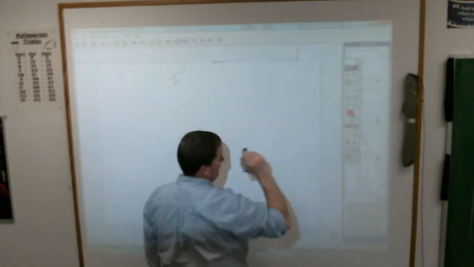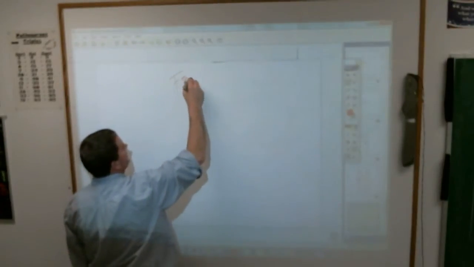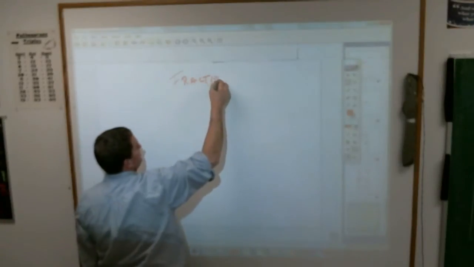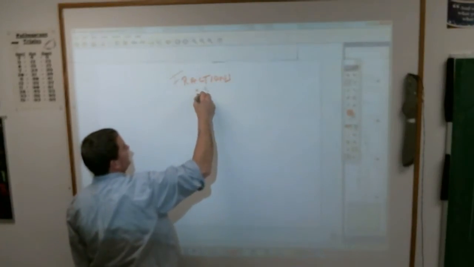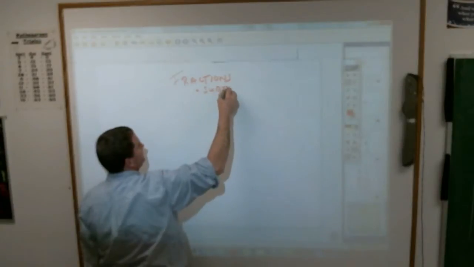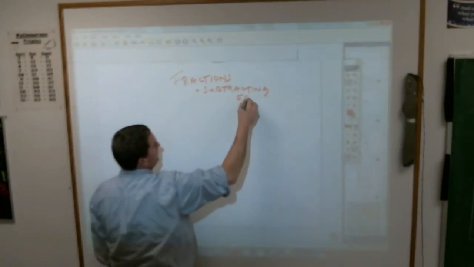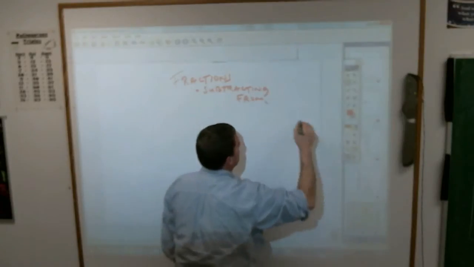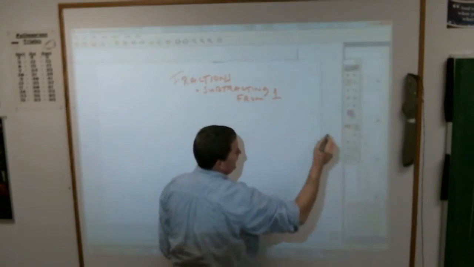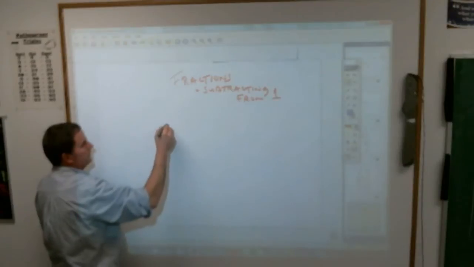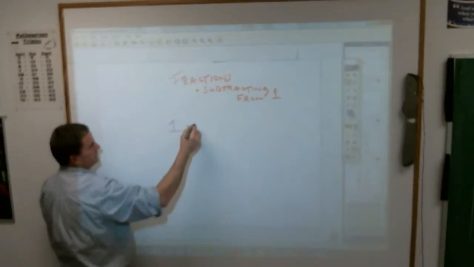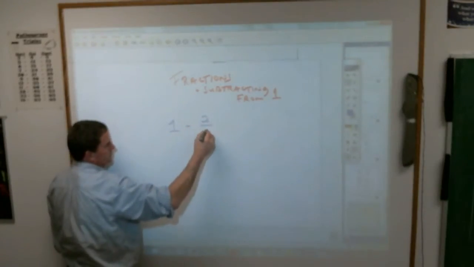Today we are looking at fractions, subtracting from 1. For example, if you have 1 minus 2/3.